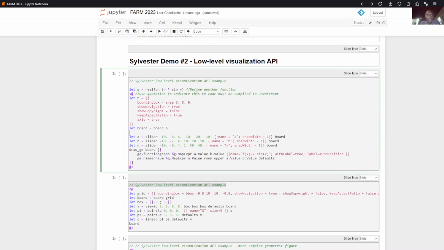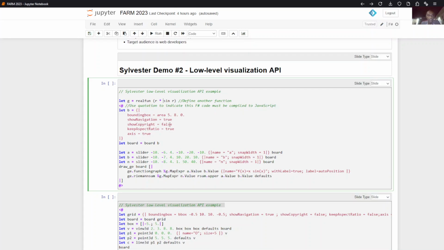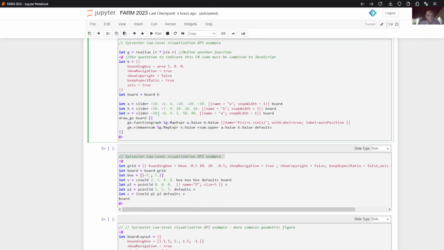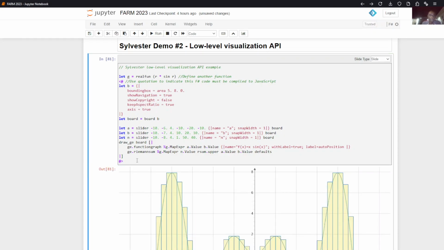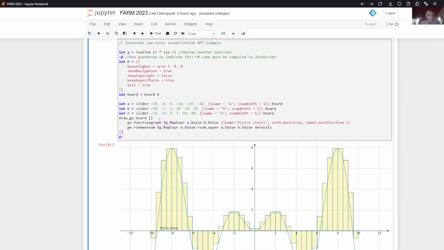So this is an example of using the low-level visualization API. We're just defining another function. These are all JSXGraph objects. We have boards, we have sliders, function graph. This is a Riemann sum. So if we run this, you can see it's all basically F# code.